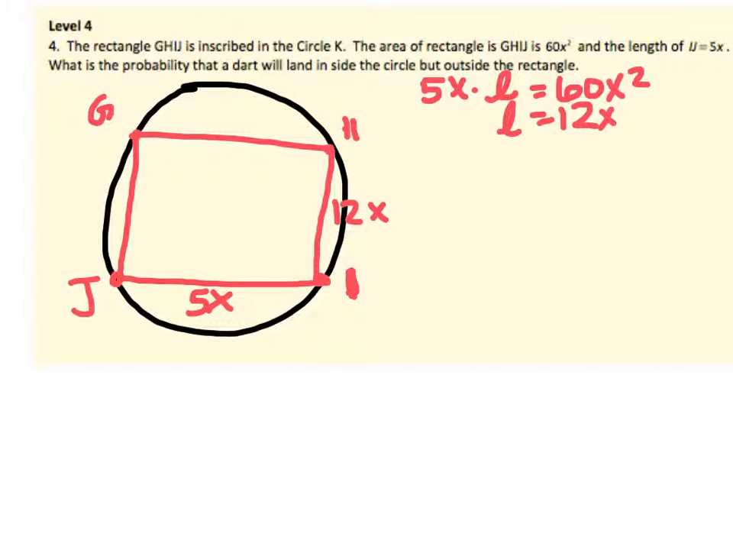Okay, so what the question is asking is I want to find the probability that the dart will land inside the circle but outside the square. So I'm going to go ahead and shade in where it's asking for it.